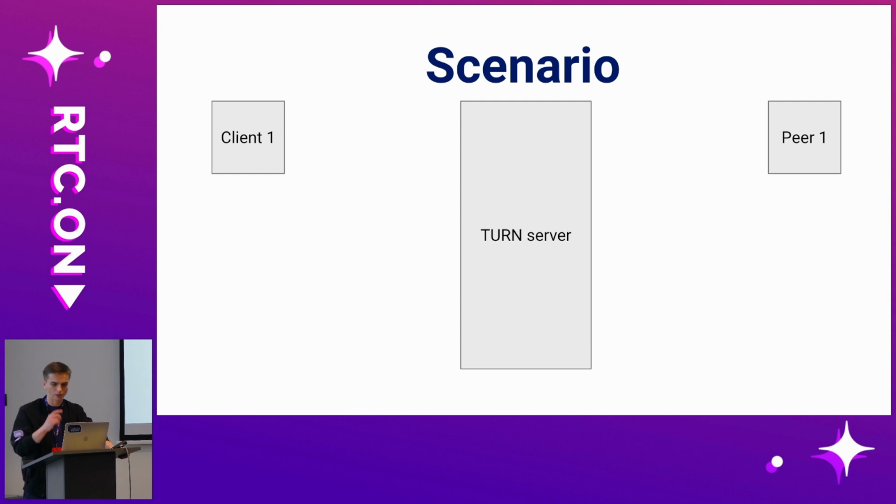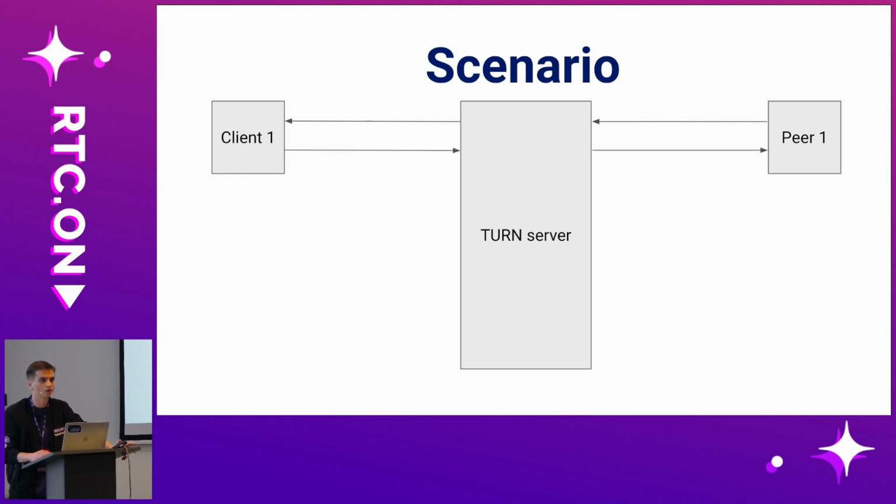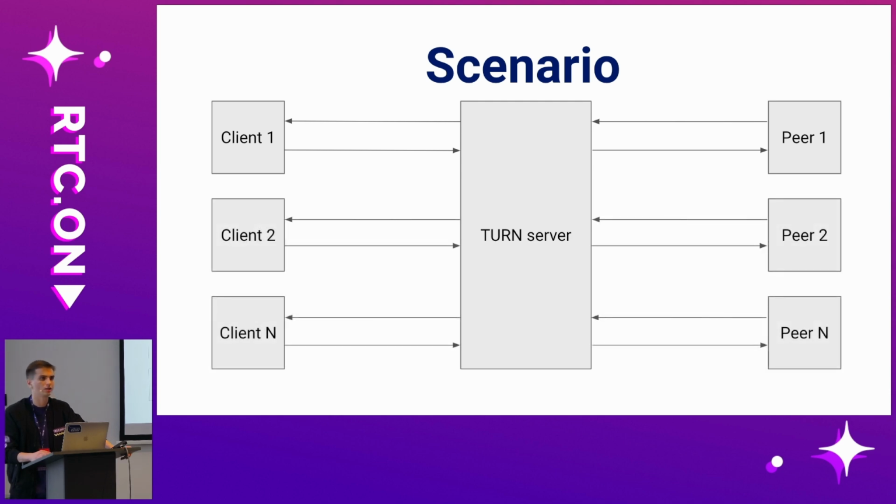So the benchmarking scenario is pretty simple. We'll have a client and a peer. The client creates an allocation. The peer starts sending data through this allocation to the client, and then the client echoes this data back to the peer. The questions are how many such connections we are able to handle, how big bit rates we are able to handle, and what is the impact of datagram payload size on our TURN server performance.